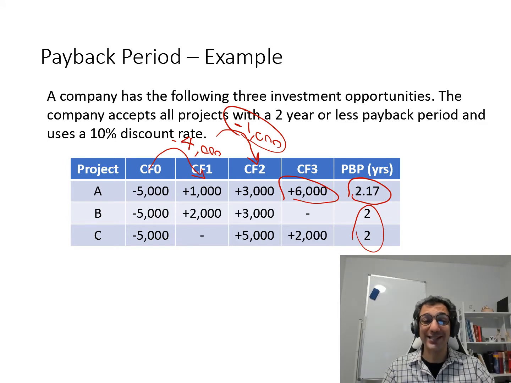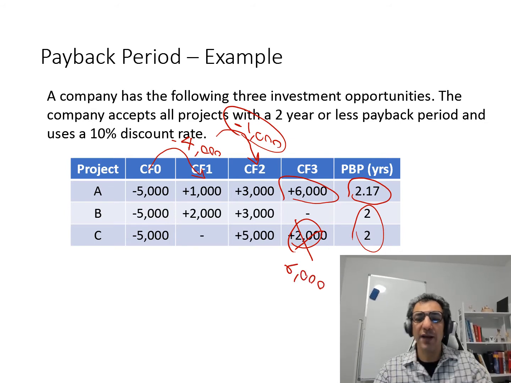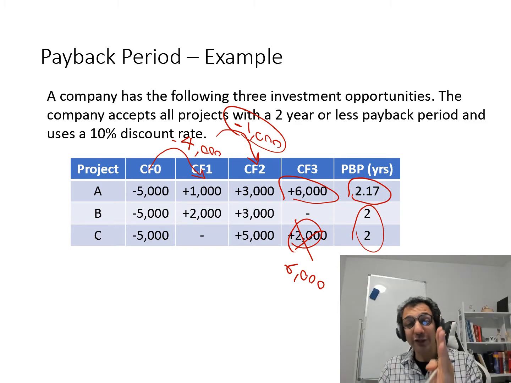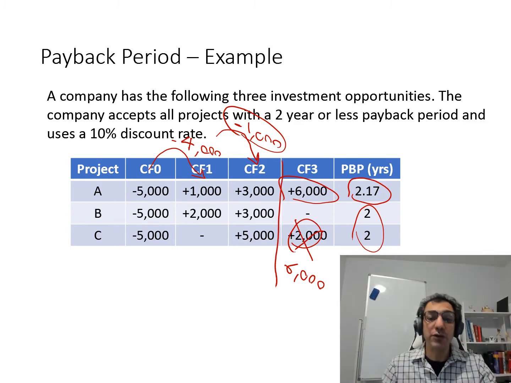Same for project C. So as you see, what's happening here? For example, in project C, we are fully ignoring that $2,000. Now let's assume instead of $2,000, we generated $6,000 during the third year. Does it matter? No, because your cutoff point here is the end of year 2. So to some degree, you are ignoring that $6,000.